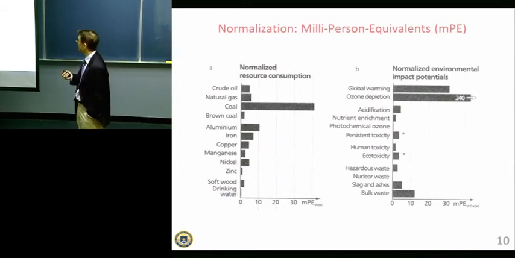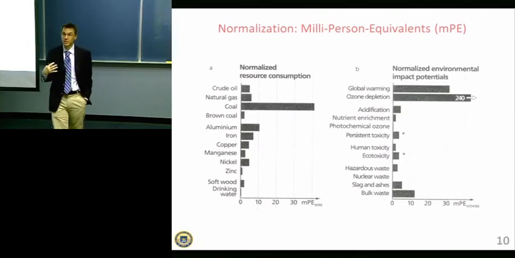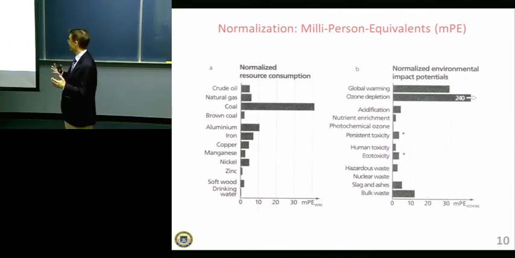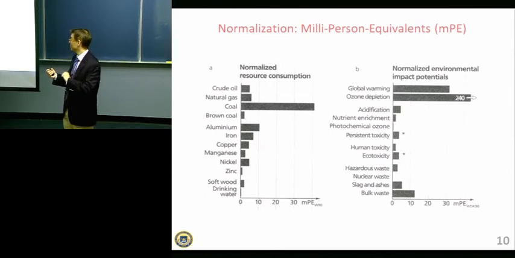Now that doesn't mean that global warming isn't important, or photochemical ozone isn't important, or nutrient enrichment isn't important. You can imagine where we've got a big problem today where there's a lot of emission, and even a small additional contribution could be a big deal. So this doesn't necessarily rank the relative importance of global warming versus ozone depletion, but it does give you some idea, relative to an average person's yearly contribution to that impact category, of what the life cycle of this product does.